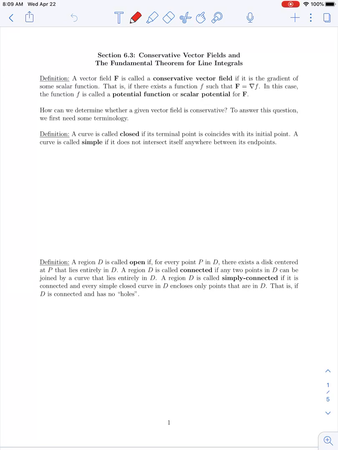Okay, in today's lecture, we're going to cover the section 6.3 material on conservative vector fields and a result known as the fundamental theorem for line integrals, which gives us a simple way to evaluate line integrals of conservative vector fields. So let's recall a little terminology that we had introduced in section 6.1.